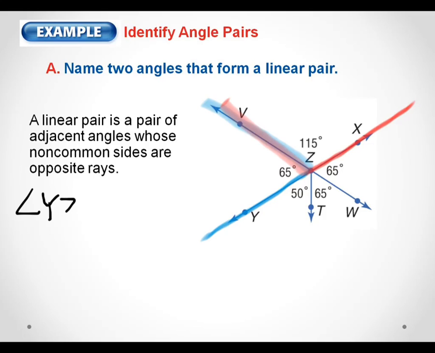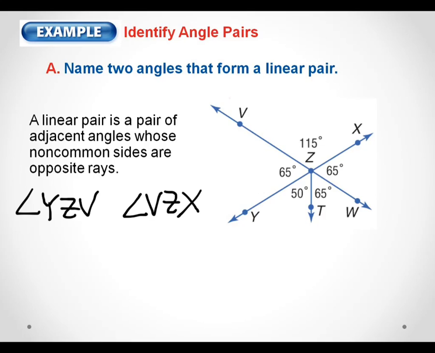Angle YZV and angle VZX form a linear pair because they're adjacent, they share a side, and their non-common side's a straight line. And we also know a linear pair add up to 180 degrees. Well, that's true. 115 plus 65 is 180 degrees. Those form a linear pair. And remember, the middle point is always the vertex. It doesn't matter if we said YZV or VZY, as long as Z, the middle point, is the vertex. So that's one pair.